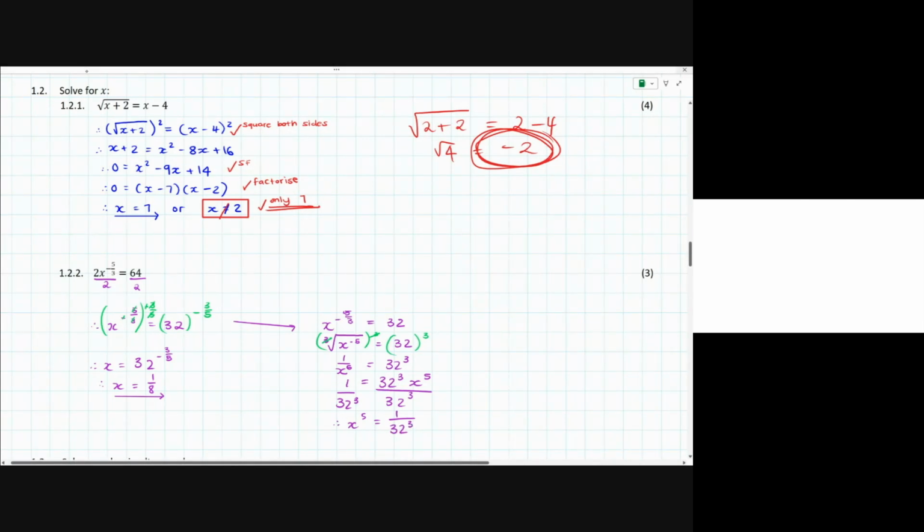And then I still need to get rid of the exponent of 5. So I'm going to fifth root both sides. And x is whatever the fifth root of 1 over 32 cubed is. Do you see how that's confusing? That's a lot of nonsense for nothing. So you're welcome to go and convert and then do your inverse operations. There's absolutely nothing wrong with that. But it does mean a much more complex situation going on. My advice, use the reciprocal.